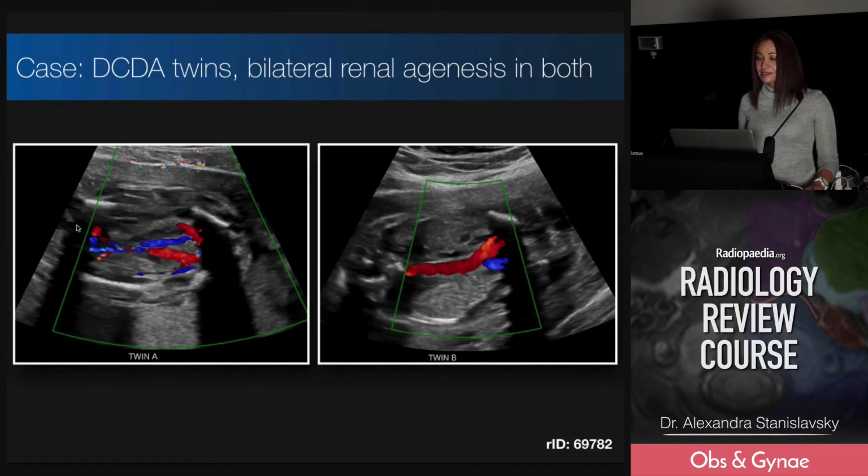Okay. This is a slightly unusual case. We've got a dichorionic diamniotic twin pair. Both twins have got complete lack of amniotic fluid. There are no kidneys in the renal fossa on either side, and we can see the pictures of the aorta with no renal arteries on each side. So clearly an unusual scenario with both twins having the same anomaly. Clearly there's a genetic predisposition with high penetrance genetics, and these guys actually had consanguineous parents who were first cousins.